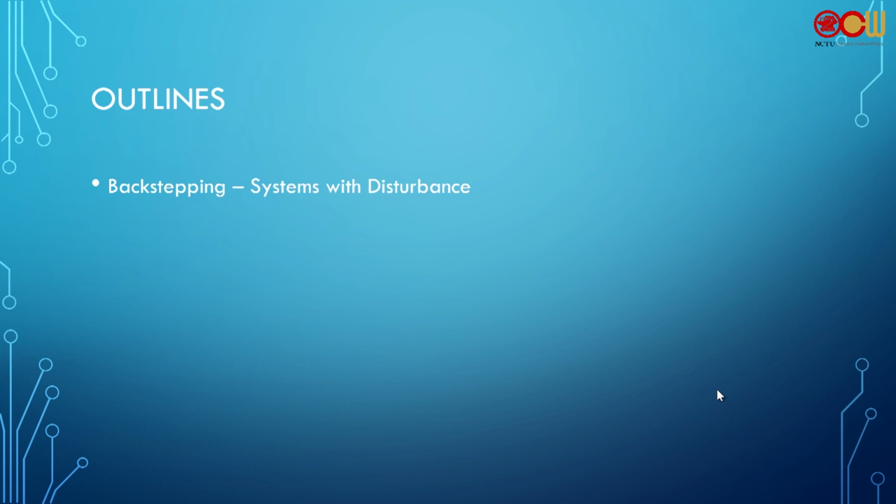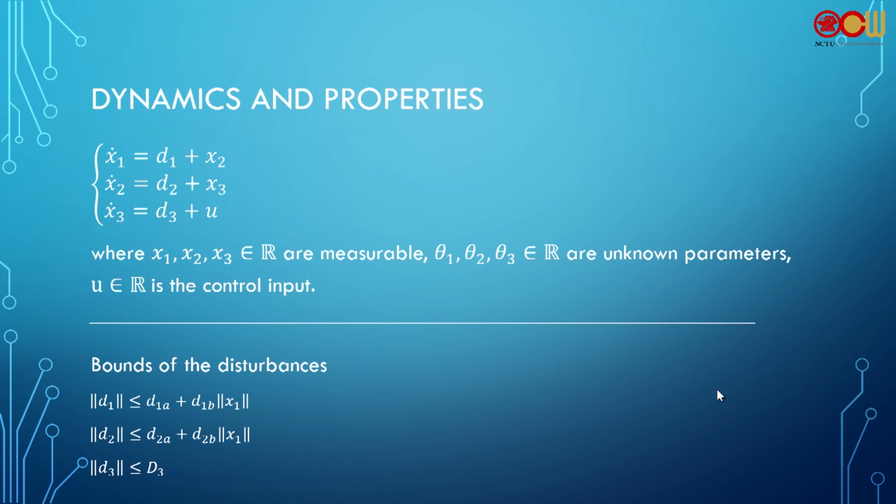Before today, we taught backstepping without any disturbance. Now, we want to add disturbance into the system. And here's D1, D2, D3. Each disturbance can be upper bounded by some constant and some functions. For example, the norm of D1 can be upper bounded by a positive constant plus a constant times the norm of x1, and same as D2. And D3 can be upper bounded by a constant.